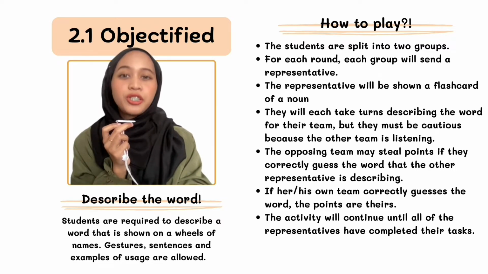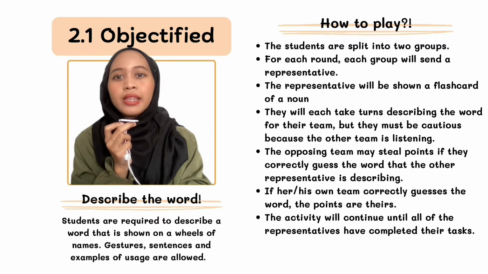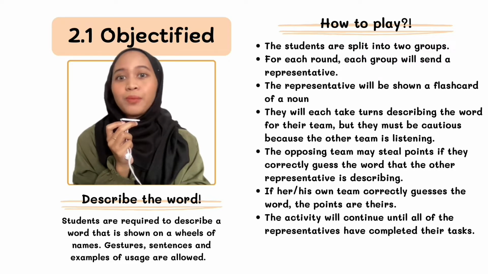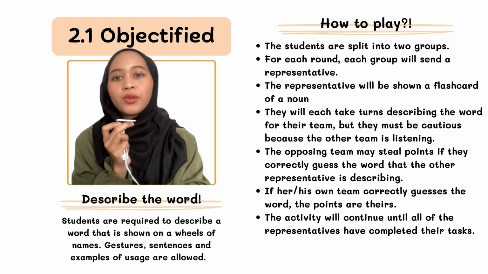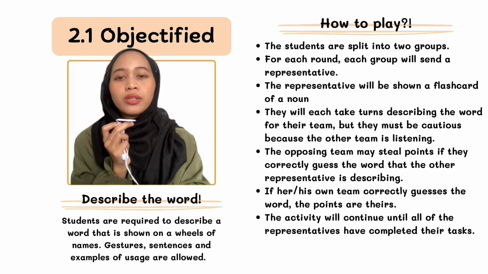As usual, teachers should provide instructions on how to play the game before it begins. Students will first be divided into two groups, and then each group will send someone to the front. There will be a wheel of names in front of the representative. The teacher will then spin the wheel and a word will be chosen.